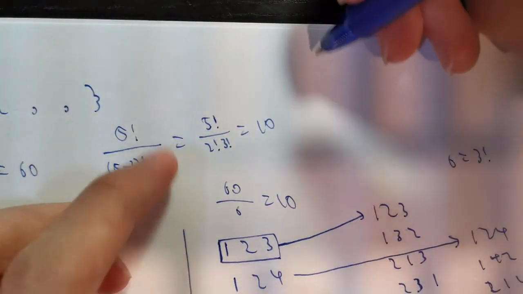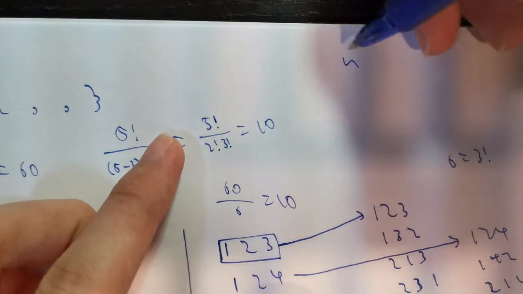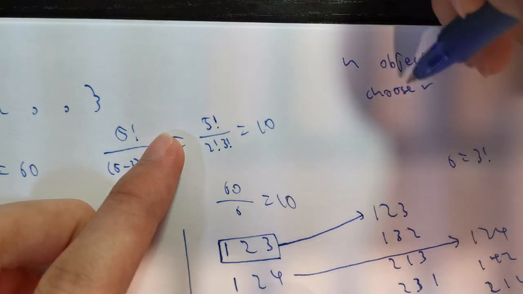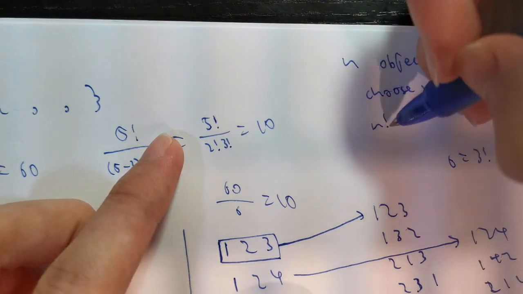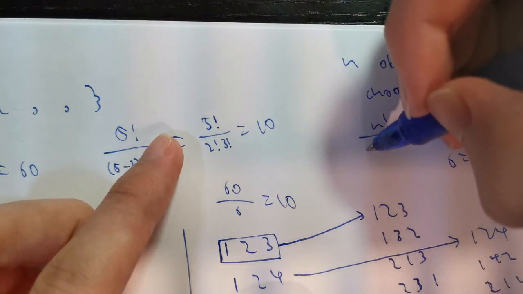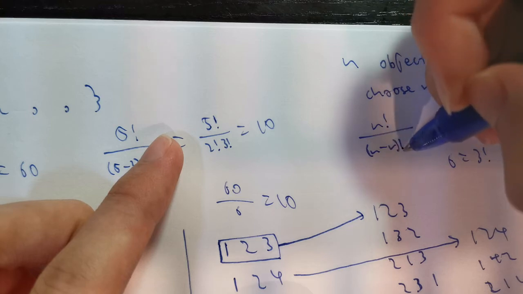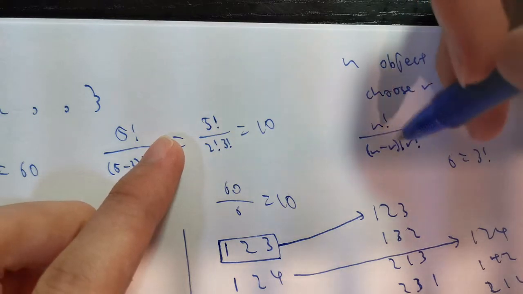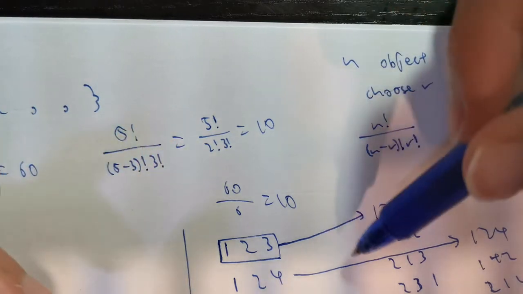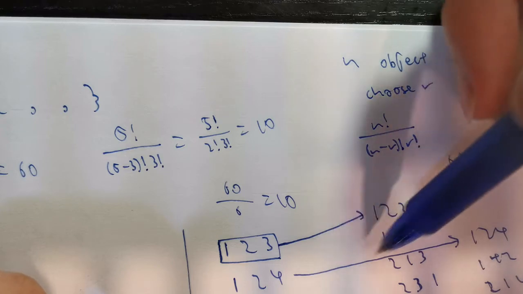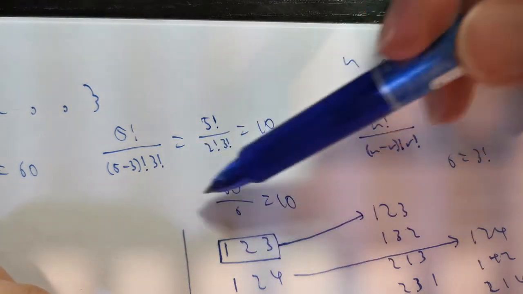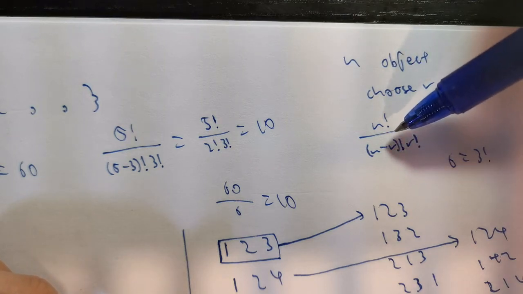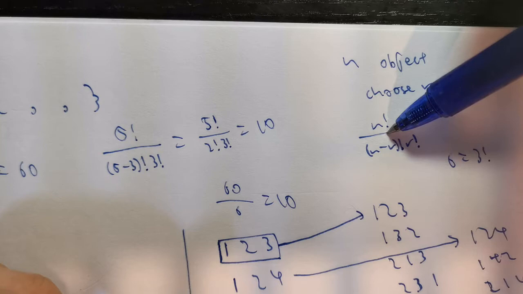So in general, let's say you're choosing R objects from N objects, and the order doesn't matter, then the formula would be N factorial over (N minus R) factorial times R factorial. Yeah, so this is the formula. If you generalize this line of reasoning over here, then you can get this formula.